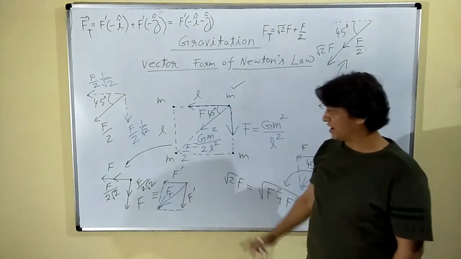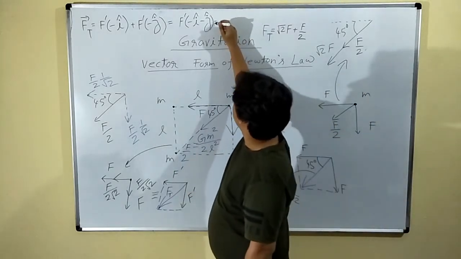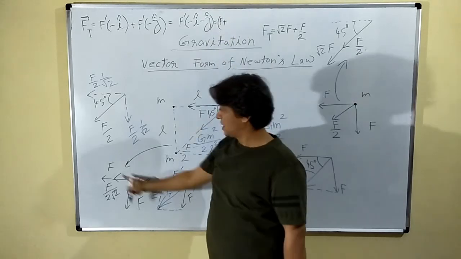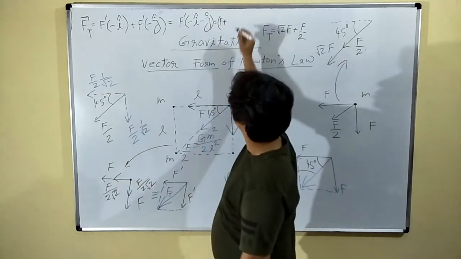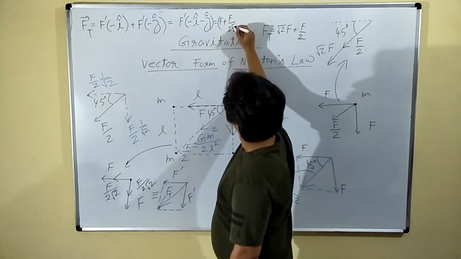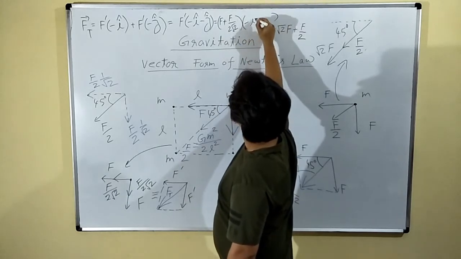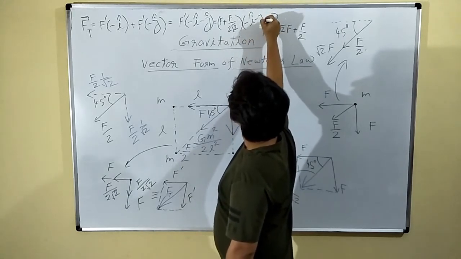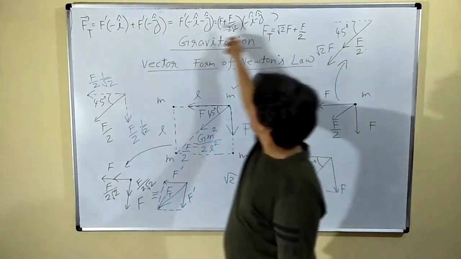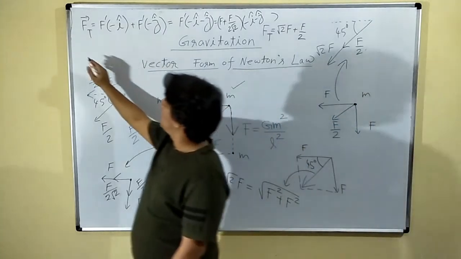And what's the value of F dash? F dash आपको पता है. What is F dash? F dash is F plus F upon 2 root 2, F upon 2 root 2, and this thing is minus of I cap minus of J cap. That's your vector form.